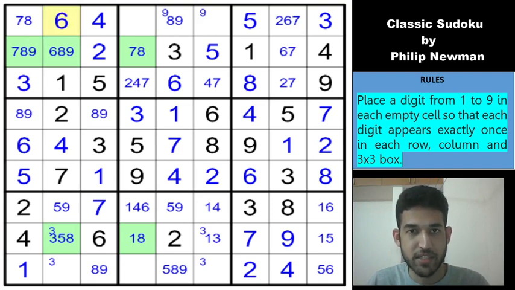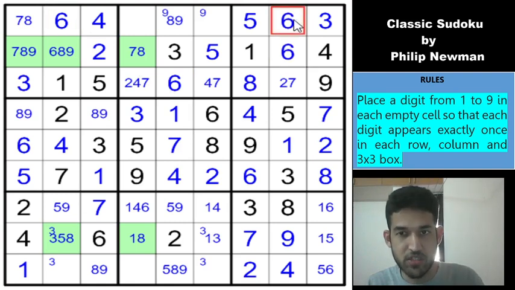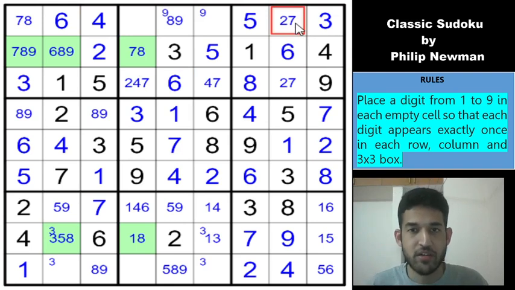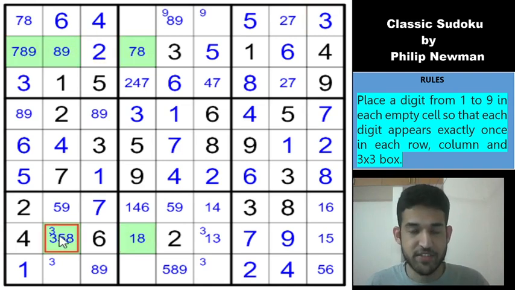So let me place the 6 there. Okay, so I place the 6, which means that because of classic, I get the 6 here, and this becomes a 2, 7. Oops, this is a 2 and 7. And this is not a 6. So that was a nice X-wing.